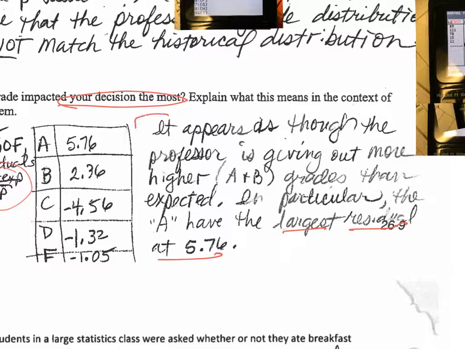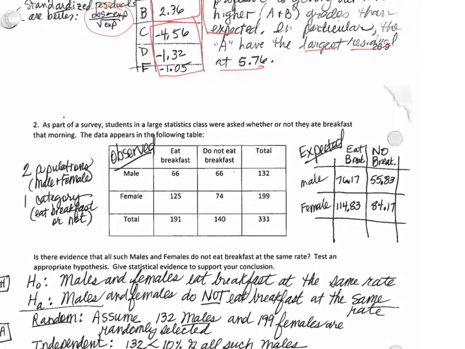Now, I gave more information. I said, it appears as though the professor's giving A's and B's more than expected. And what made me draw that conclusion? That they're more than expected. The residuals are positive, good, and then giving out C's, D's, and F's less than expected. Okay, next one, on to the next page.